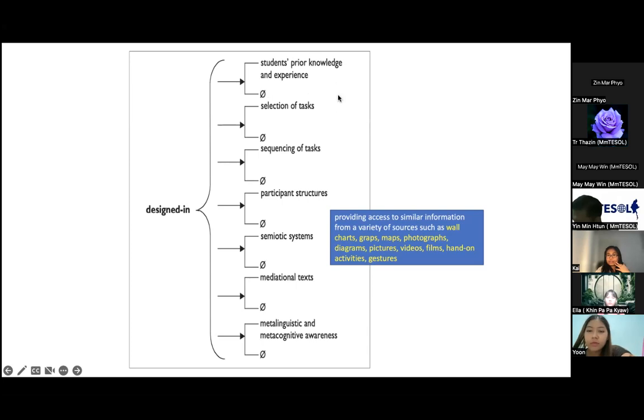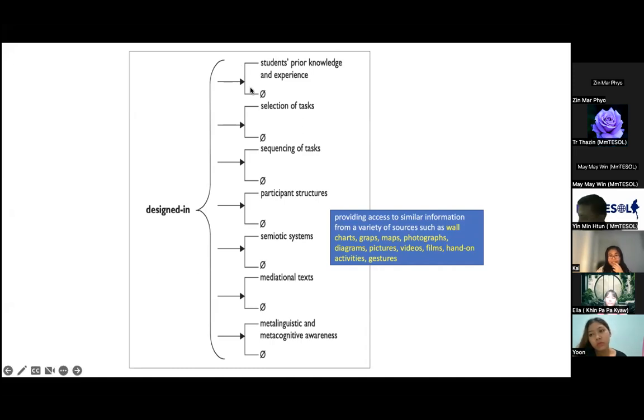Another thing is the selection of tasks. Before we enter the classroom, we plan the lesson, and during that time, we also select the tasks. When we are selecting the tasks, one thing we need to consider is that the tasks we give the students must not include activities that make the students use language items that they have never learned.